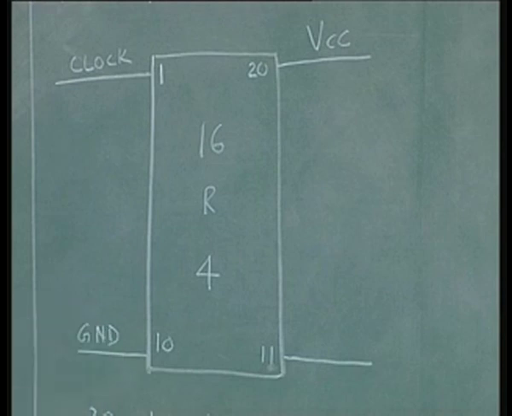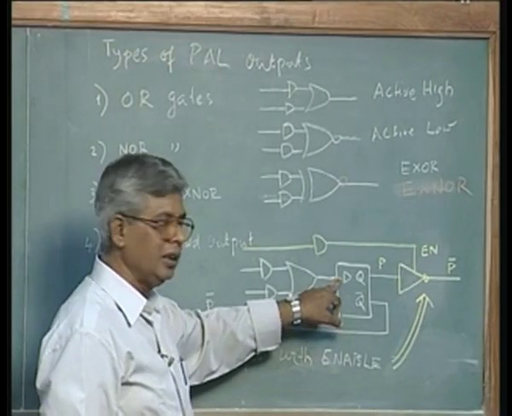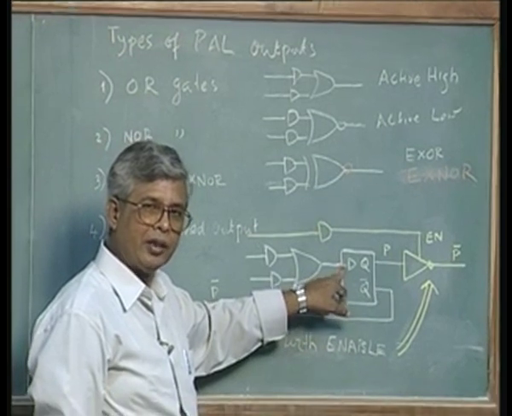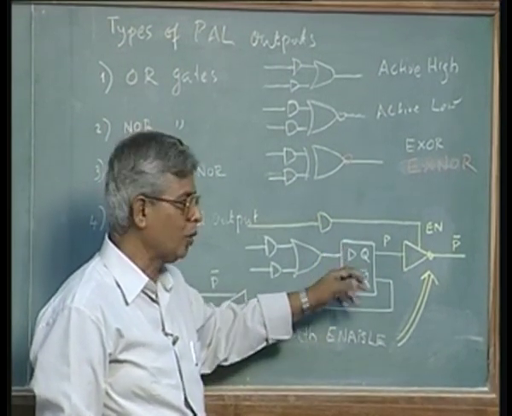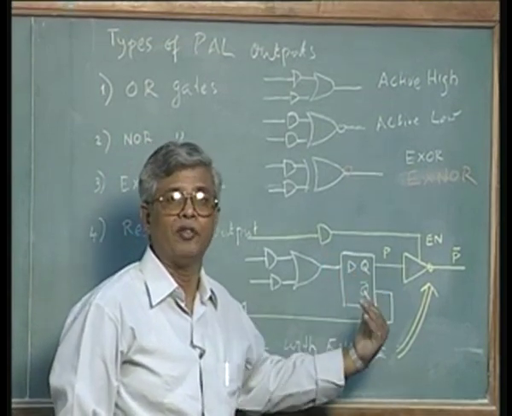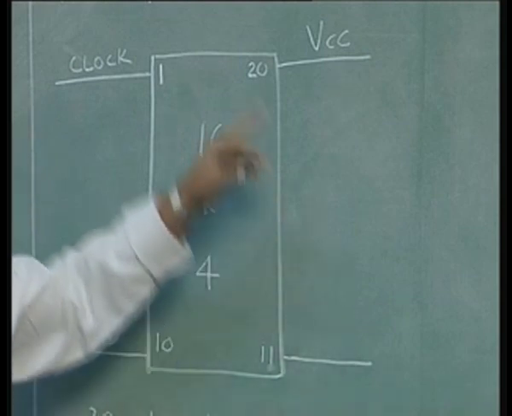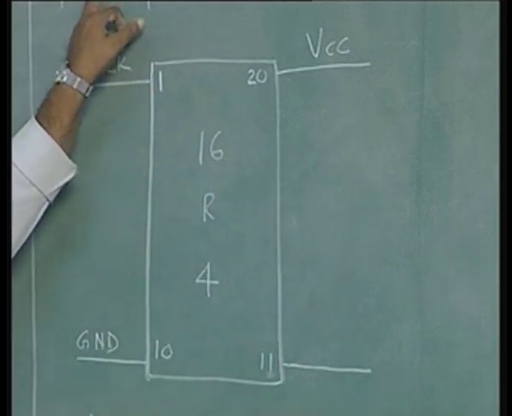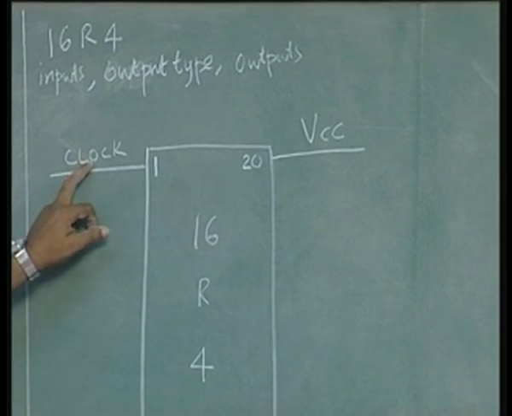Clock is required, as I said in the previous case, in the registered output case. Remember, a flip-flop requires a clock, and I didn't show the clock at that time because I didn't want to clutter the drawing, but no flip-flop can work without a clock, so I need to provide a clock which is common to all the flip-flops. How many flip-flops are here in this case? 4, because it is a 16R4, there are 4 registers, so all the 4 flip-flops require a clock. This is a common clock for all the 4 flip-flops.